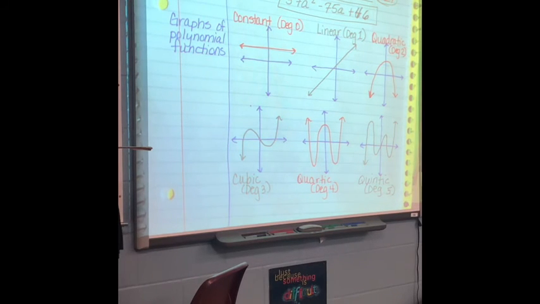So it's carrying a degree of 0, which gives me a horizontal line. The horizontal line neither goes up nor down. It just goes straight left to right. It doesn't even cross the x-axis.